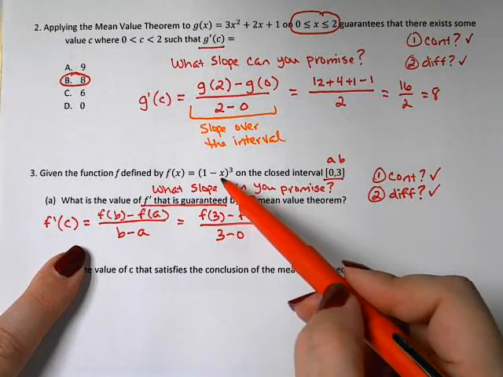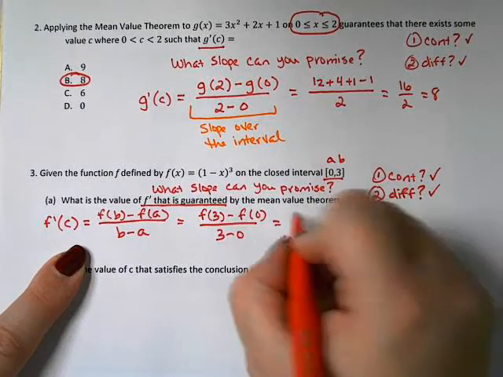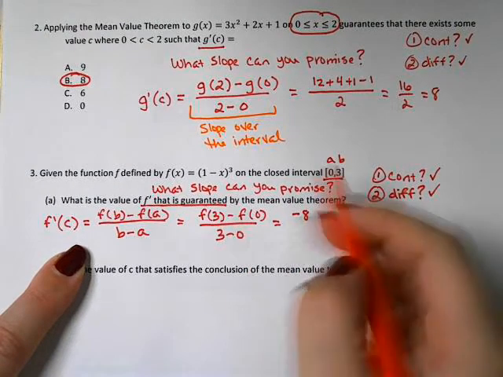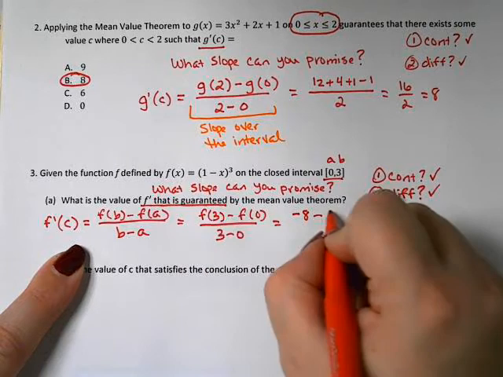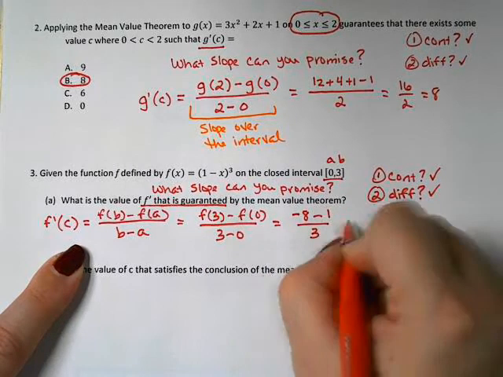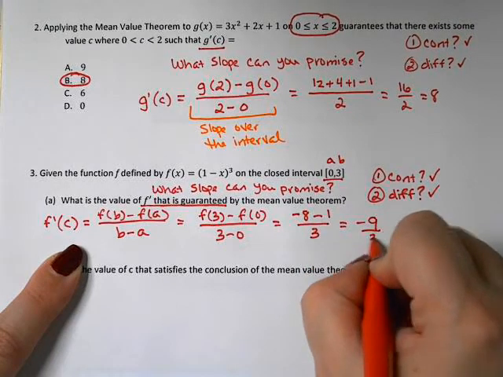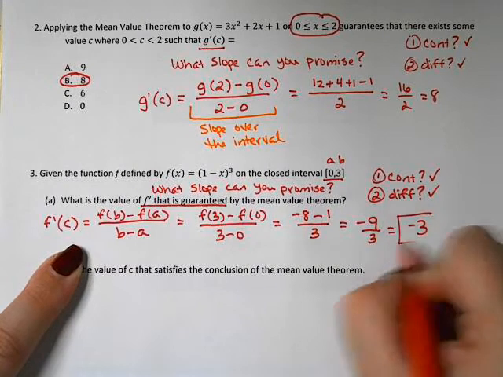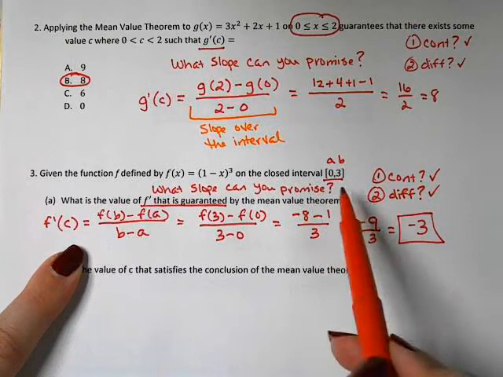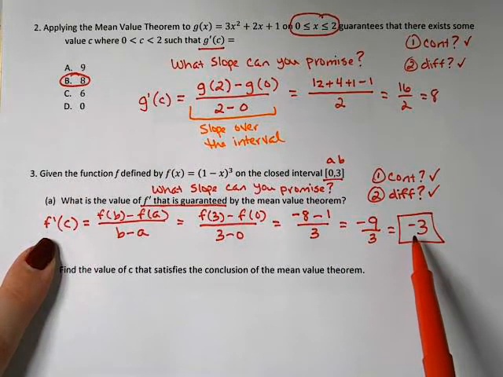So if I plug in 3, 1 minus 3 is negative 2. Negative 2 cubed is going to give me negative 8. Minus, if I plug in 0, 1 minus 0 is 1. 1 cubed is 1. All over 3. So that means I get a slope of negative 9 over 3. So it's a slope of negative 3. I can guarantee that somewhere on the interval from 0 to 3, the slope of the tangent line is going to be -3.